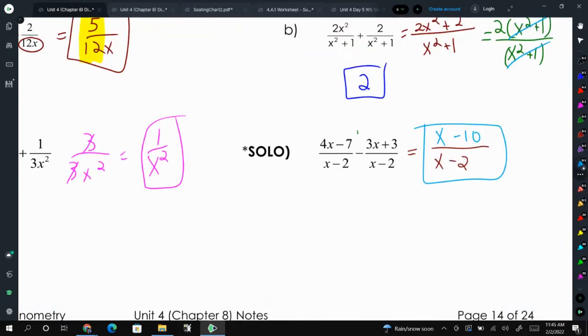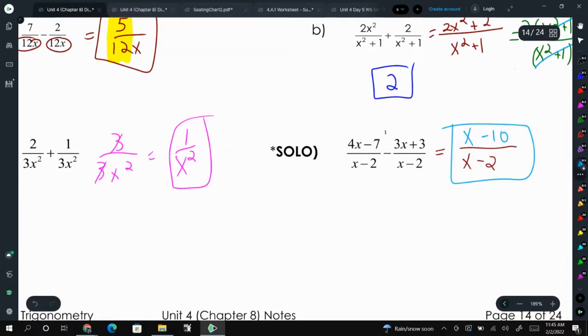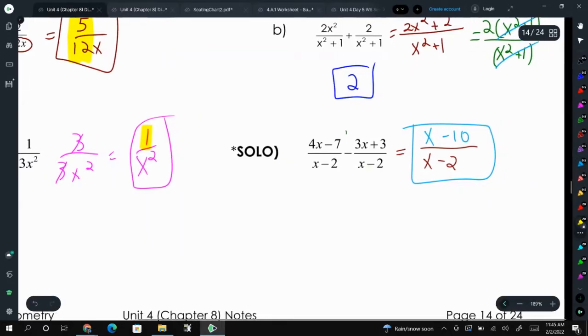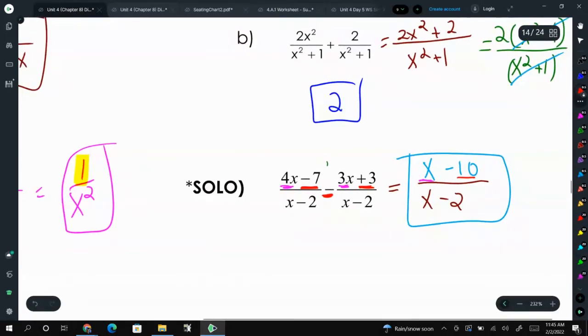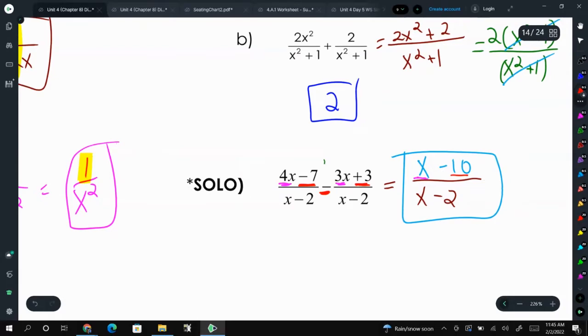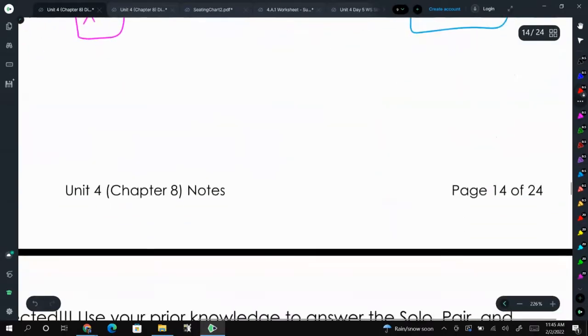All right, so here are the answers. For the one on the left, you had to cancel out the 3 on top and bottom. Remember, when there's nothing on top, you have that invisible 1. And then the one on the right, remember, you got to subtract both things. What I mean by that is I did 4x minus 3x to get x. And then negative 7 minus 3 is negative 10. So that's how you get that answer. So that is a very common mistake to make. So let's look at the next page.